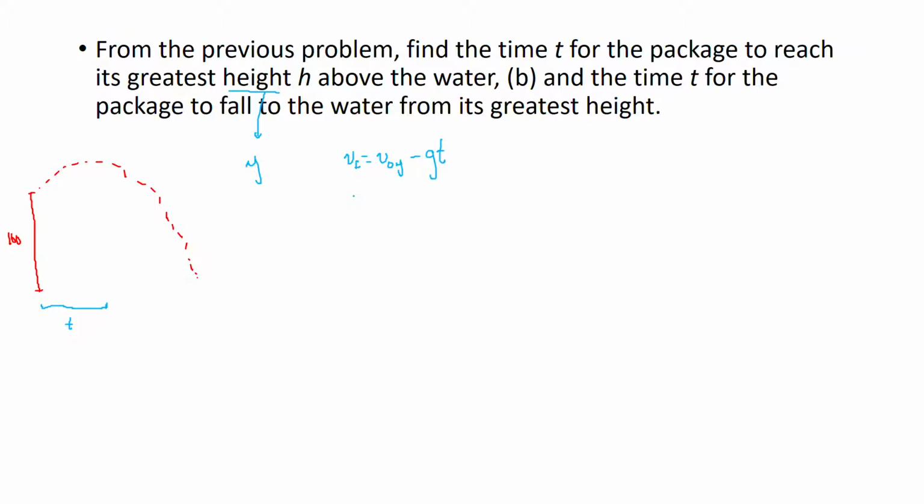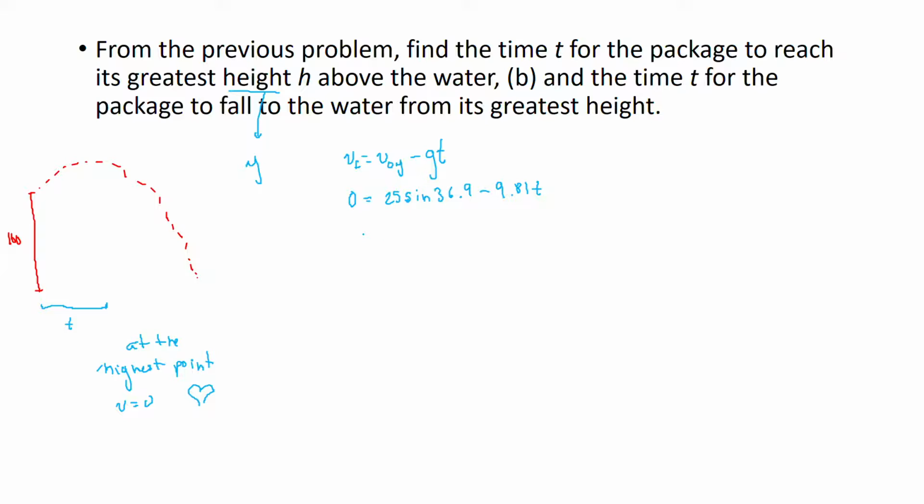We know that at the highest point, velocity is going to be zero. Don't forget that. Let me write it down here. At the highest point, velocity equals zero. So there we go. Keep that in your heart too. Initial velocity is going to be 36.9 minus the gravity, that's 9.81, it goes down, that's why it's negative, times t.